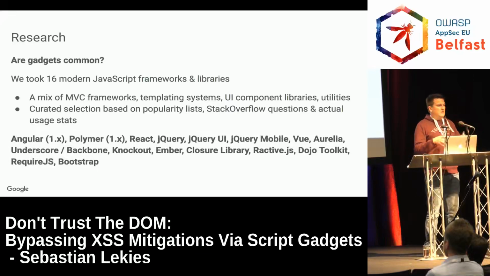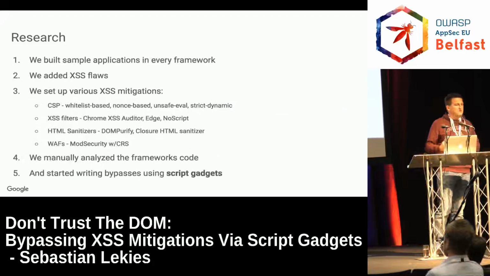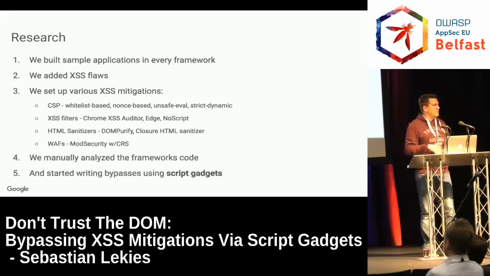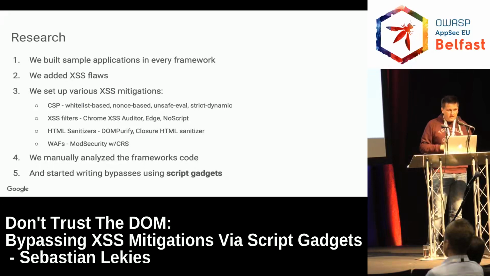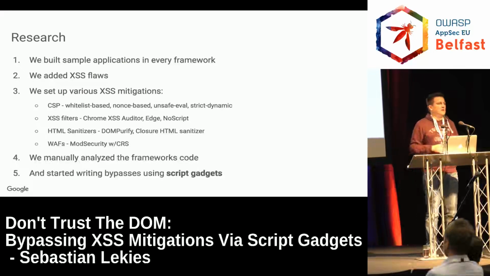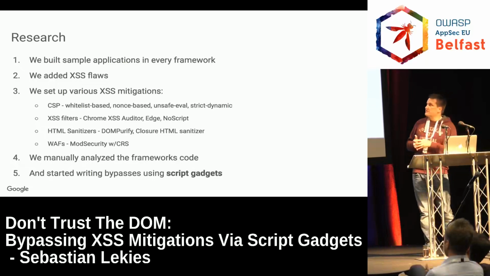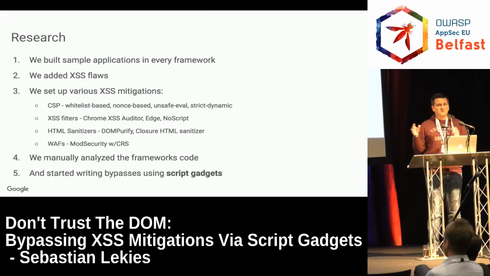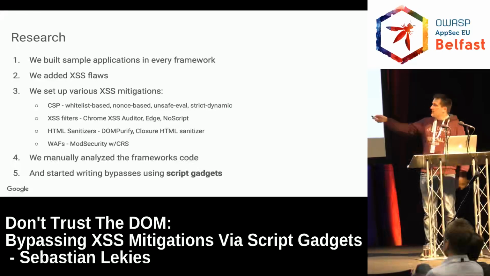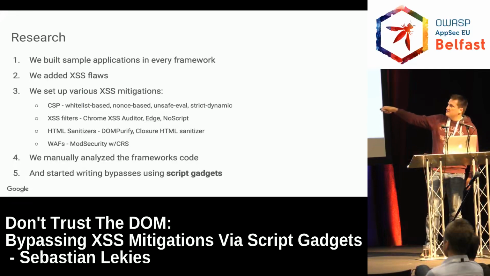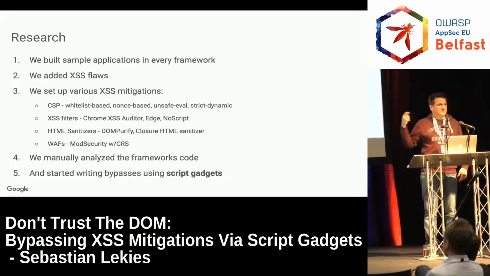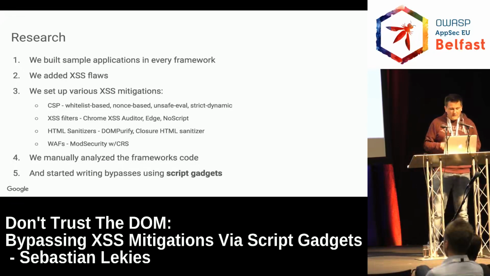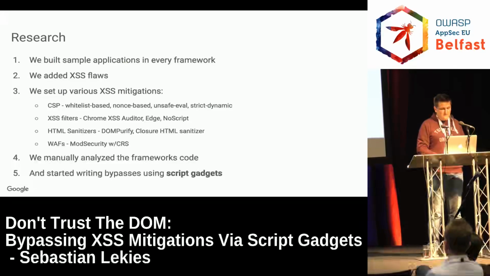And we tried to look at them and build applications out of these frameworks. So for each framework, we built an application, and then we added an XSS flow to this application. And then we also set up mitigations for every application. So we set up 4 different mitigation classes: CSP, XSS filters, sanitizers, and web application firewalls. And we kind of used the default settings, but with different configurations. For example, we set up whitelist-based CSPs, nonce-based CSPs, and for XSS filters, we used different XSS filters, and for sanitizers and WAFs, we also had different examples. And then we manually analyzed the framework code to look for these gadgets and try to find out how many of them we can find.